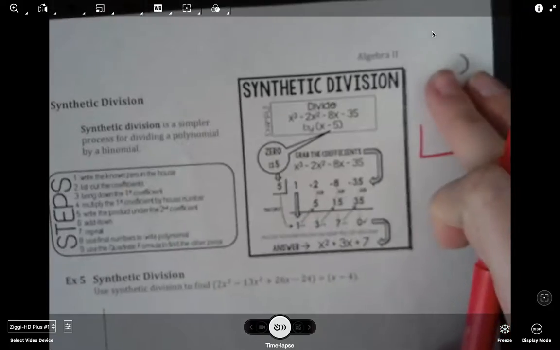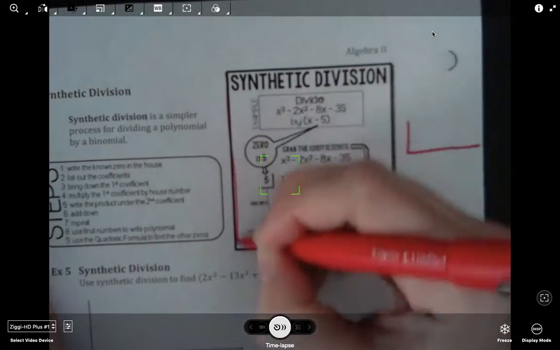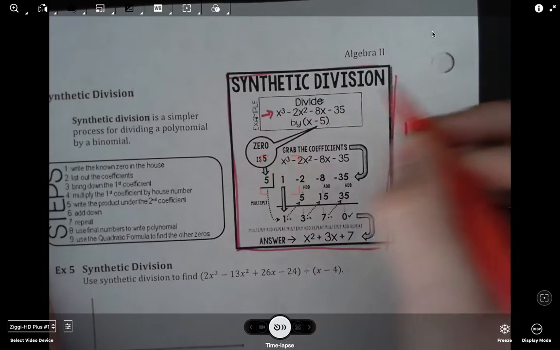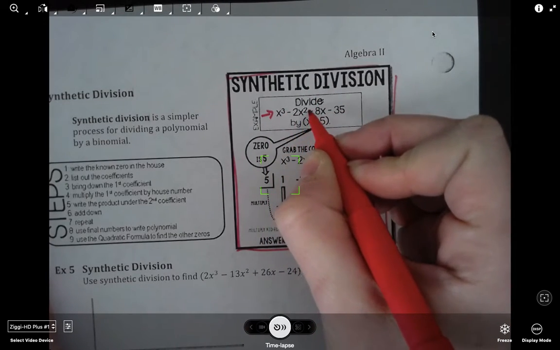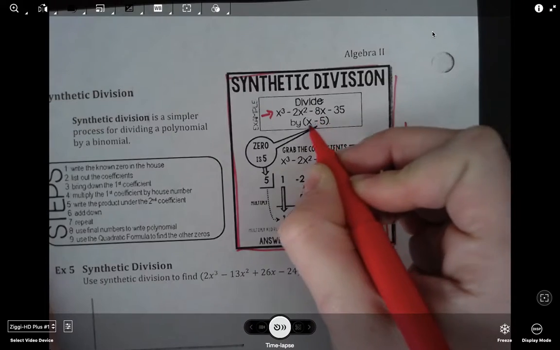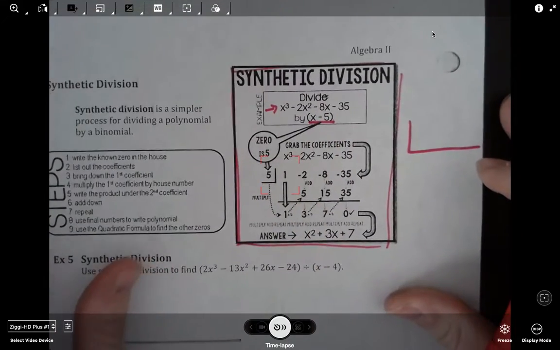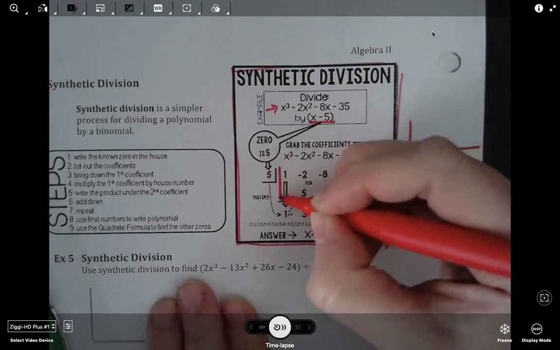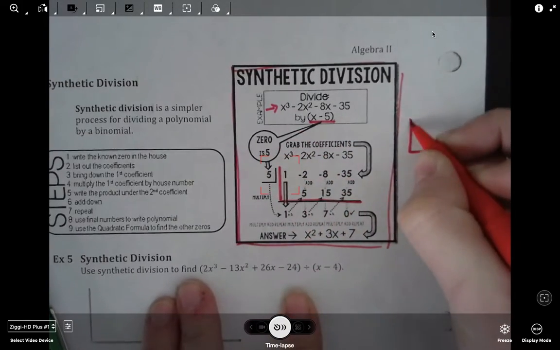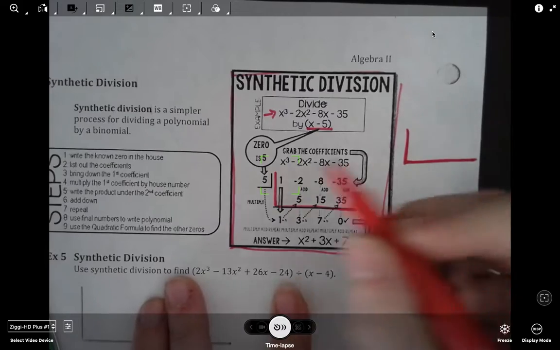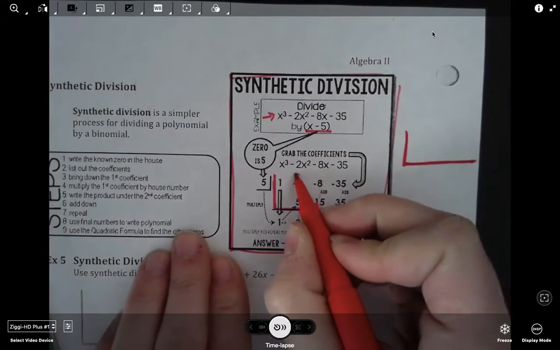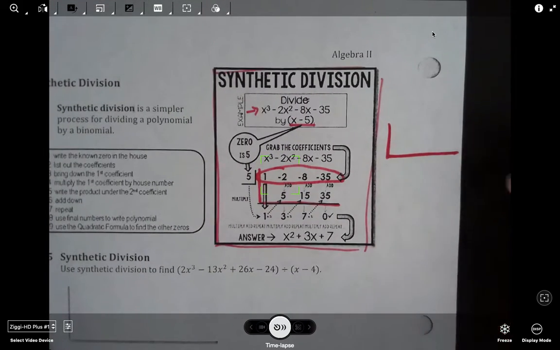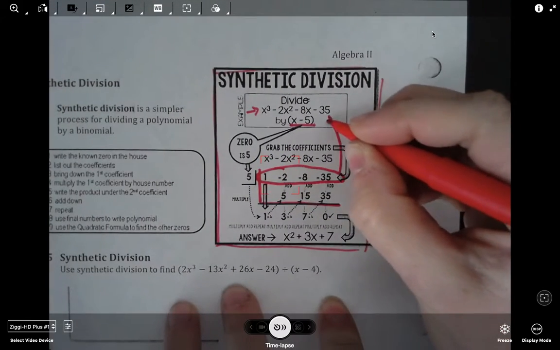So, synthetic division. We're looking at this box right here, and I told them don't write anything down. I'm going to show you how you get this answer. We are taking x to the third minus 2x squared minus 8x minus 35, and we are dividing by x minus 5. We know how to do that with long division, but here's how you set it up with synthetic division. You start with a little box that looks like this, and then you write in these numbers: 1, -2, -8, -35. Those came from up here.